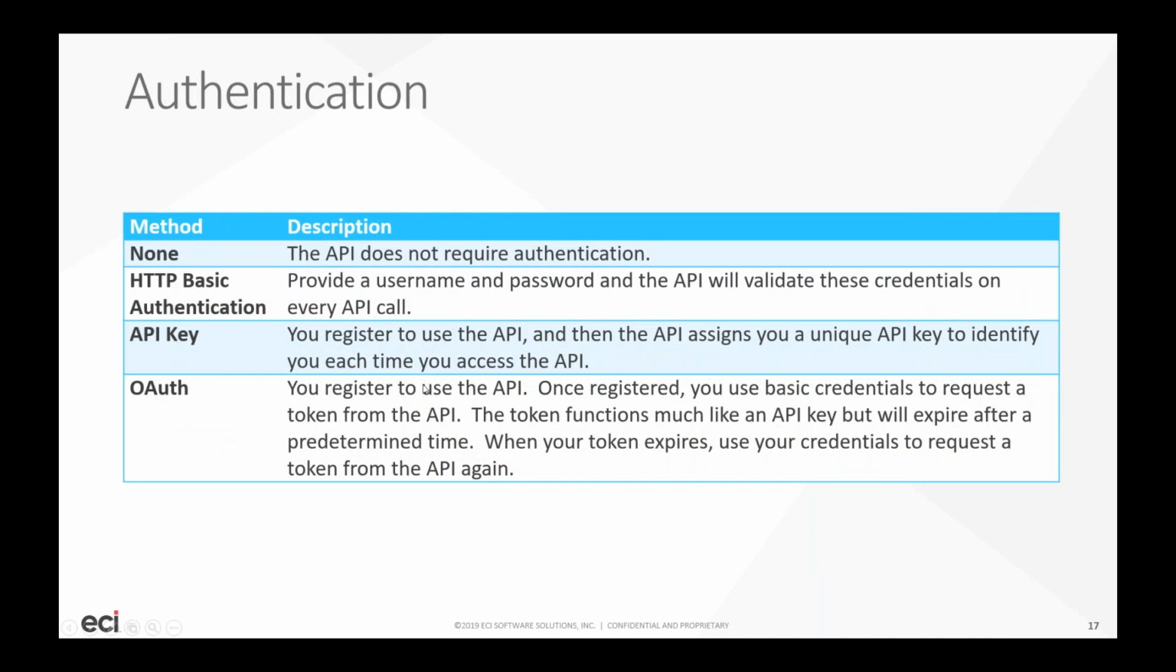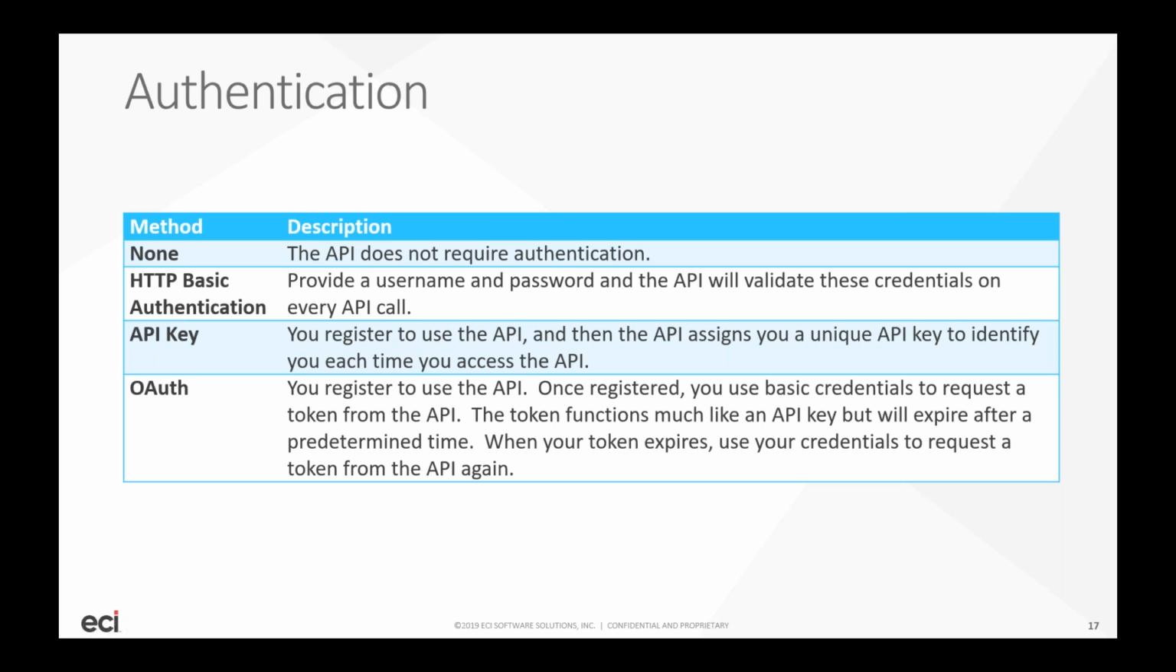The different types of authentication. This is when the REST API wants to know who you are. There are a lot of APIs out there that don't care, so you can just make a request and you don't have to authenticate at all. There's HTTP basic authentication, where you provide a username and password on every call to the API, and it will authenticate just like you would when you log into Facebook. There's an API key. With the API key, you register to use the API, and then the API assigns this key to you, and then you pass it to the API every time you call it.